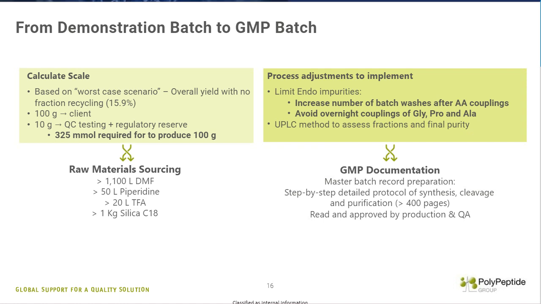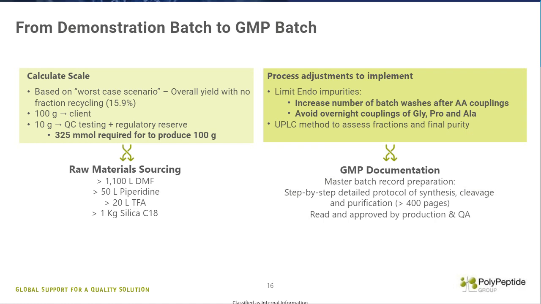So taking all these different factors into account, we estimated that we would require 325 millimoles in order to produce the 100 grams of peptide required by the client. So based on this estimation, then we performed our raw material sourcing. And of course, in terms of GMP campaign, this equates to a lot of DMF.